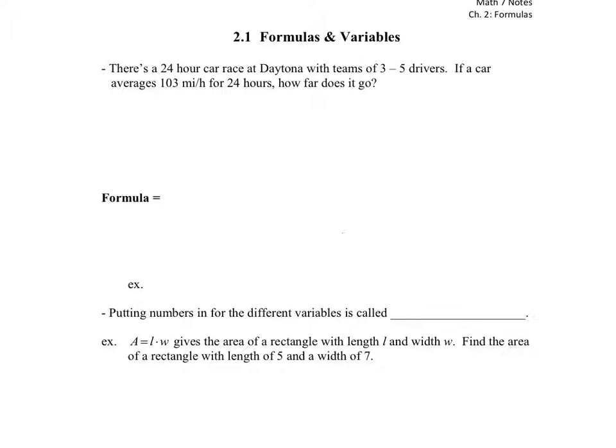All right, if we have this first one here, this 24-hour car race in Daytona, which would just be sweet, like 3 to 5 drivers. If a car averages 103 miles for 24 hours, how far does it go? Does anyone know the equation for distance, or how to find it? No, just multiply it. Perfect, just multiply them, exactly.